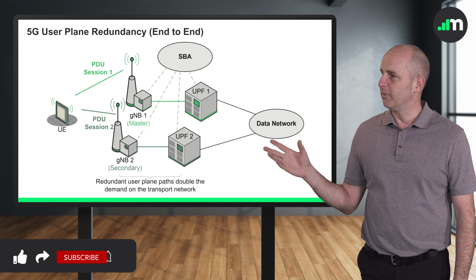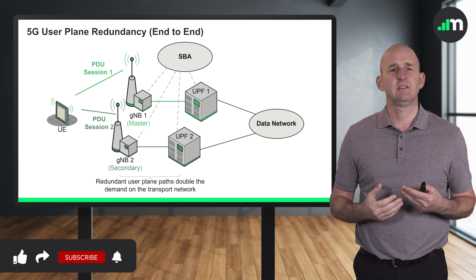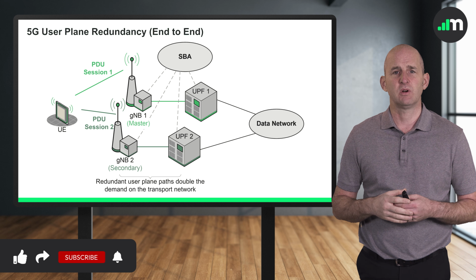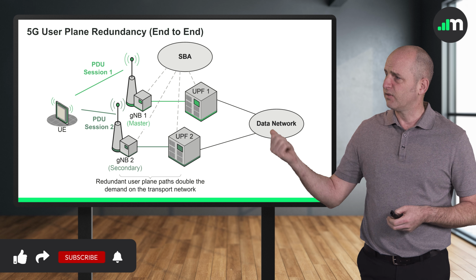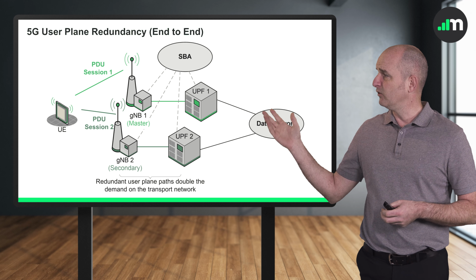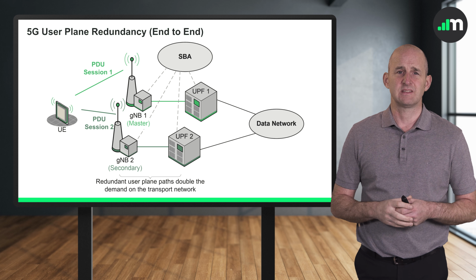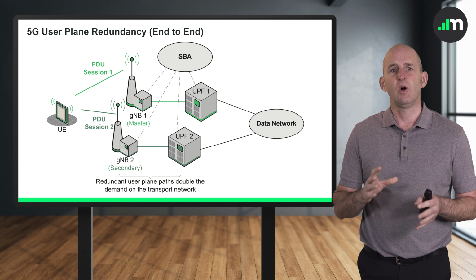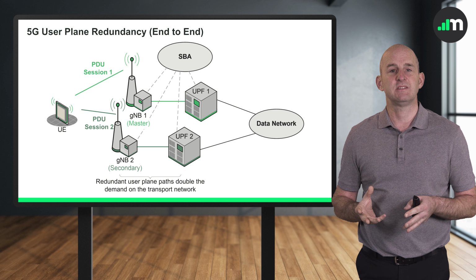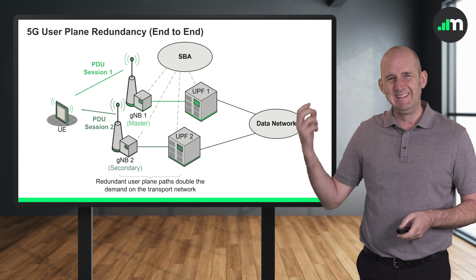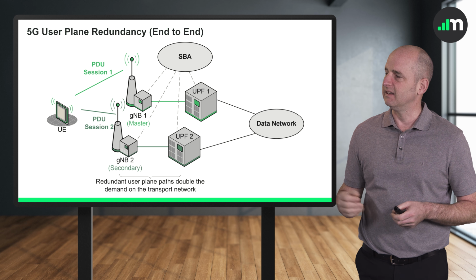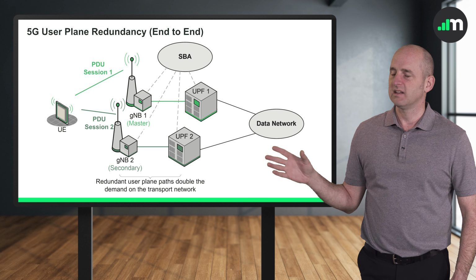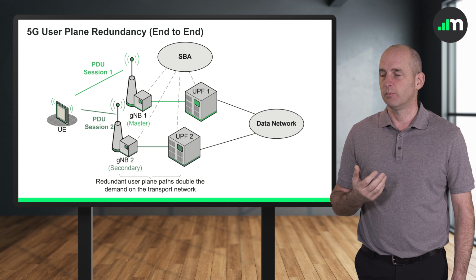The one problem we've got with this approach is, of course, as we add more and more user plane paths, we're increasing the demand on that transport network. We're increasing the demand on the radio link, on the N3 connectivity, and beyond onto the data network itself, N6. So it's not without its compromises, but devices that need this extra high level of reliability can use this technique. There is another technique that can be used, but it's not as comprehensive.